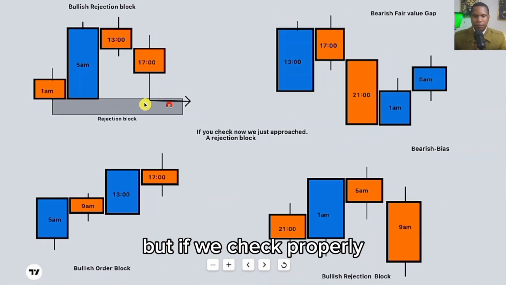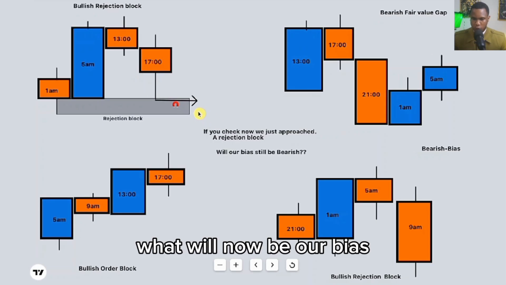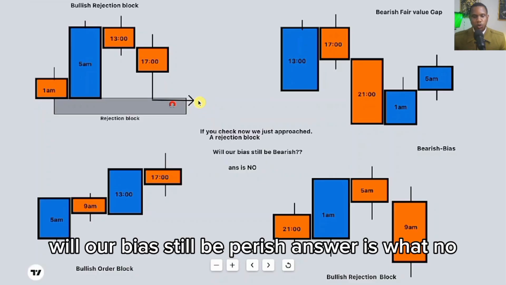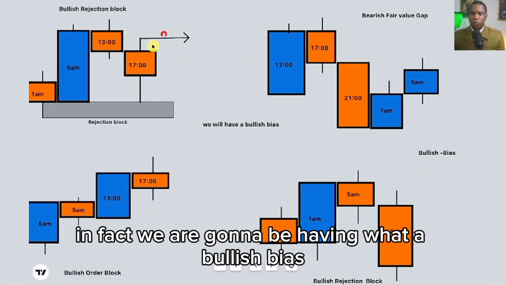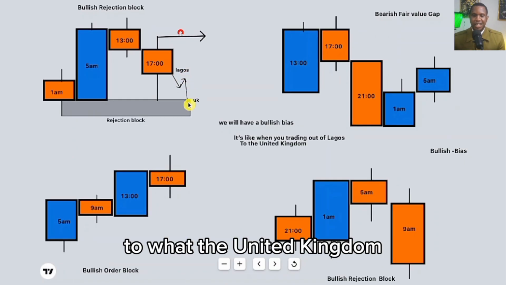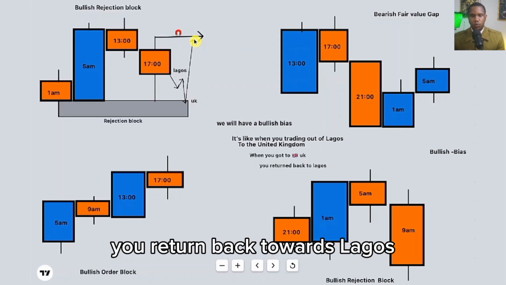But if you check properly, we just arrived at what? A rejection block. What will now be our bias? Will our bias still be bearish? The answer is no. In fact, we're going to be having a bullish bias. This is just like when you're traveling out of Lagos towards the United Kingdom. Then when you get to the United Kingdom, you return back towards Lagos.